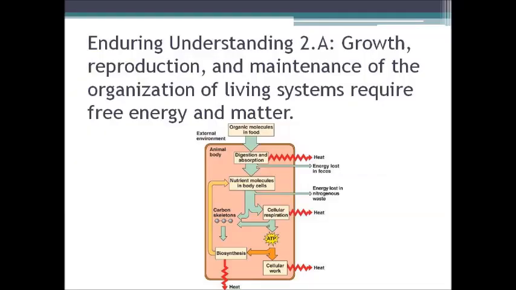In Enduring Understanding 2a, we will be looking at how growth, reproduction, and the maintenance of the organization of living systems require free energy and matter. When talking about bioenergetics, which is the study of how organisms manage their energy resources, there are 2 main pathways. In catabolic pathways, energy is released by breaking down complex molecules into simpler compounds, while in anabolic pathways, energy is consumed to build complex molecules from simpler ones.